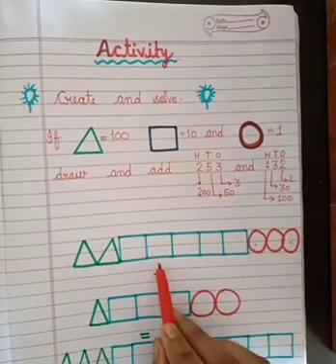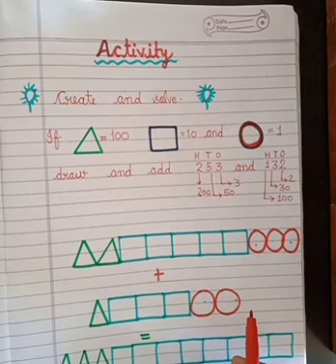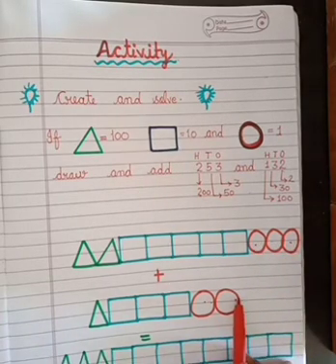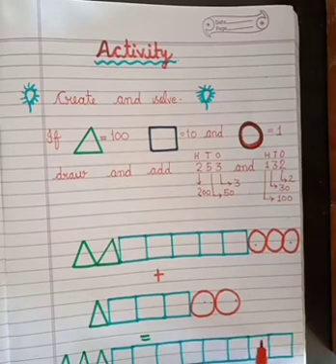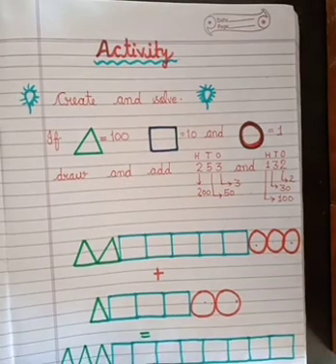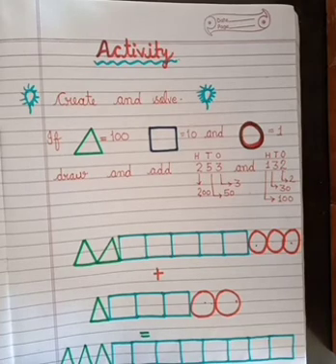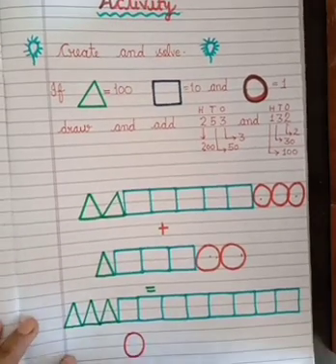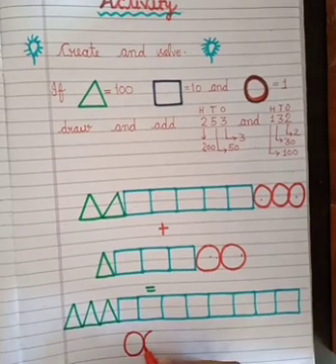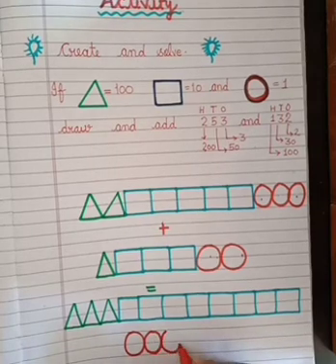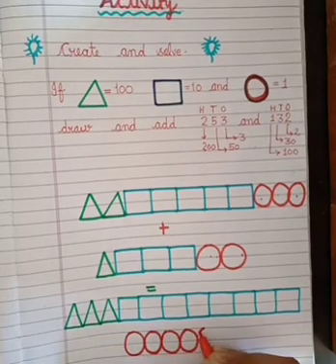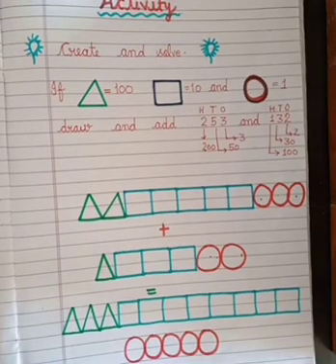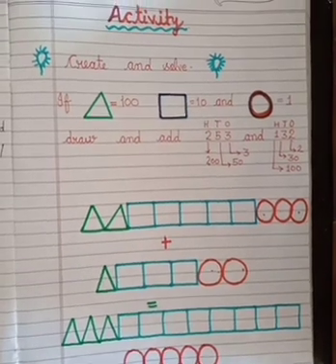Next, 1, 2, 3. 3 circles plus 1, 2, 2 circles. 3 plus 2 is equal to 5. So we will draw it here because there is no space, so we will draw in the next line. 1, 2, 3, 4, 5. So now our activity is complete.